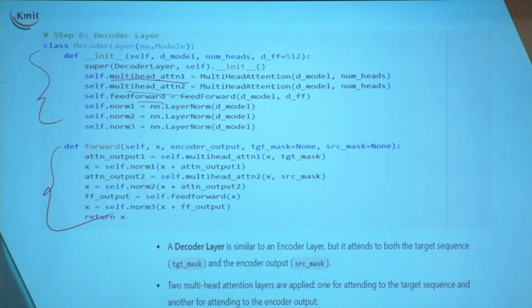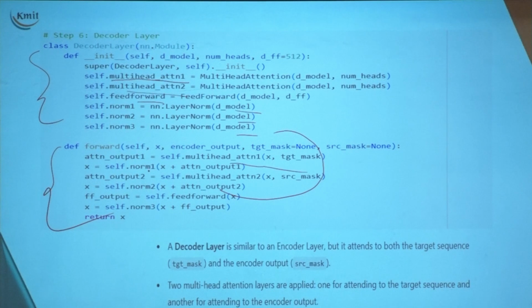Now look at the parameters. In multi-head attention 1, I am passing D model and number of heads. Feed forward: D model, DFF. Here D model, D model, D model. Okay, now look at the forward function. What comes first in decoder? Masked multi-head attention, which is given as what? Multi-head attention N1, in which what am I passing? X comma what? Target mask. X comma target sequence.